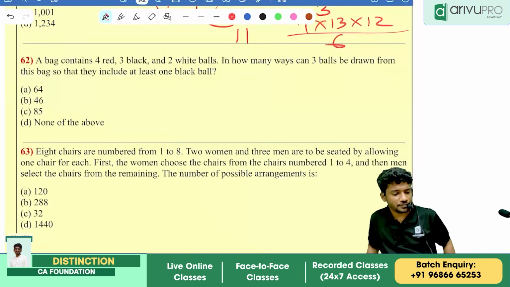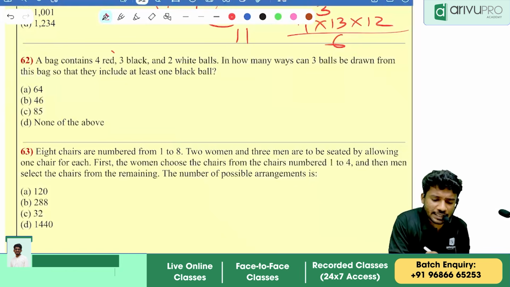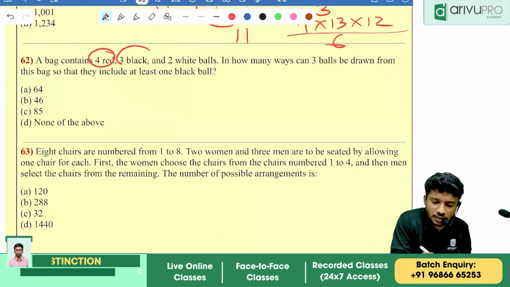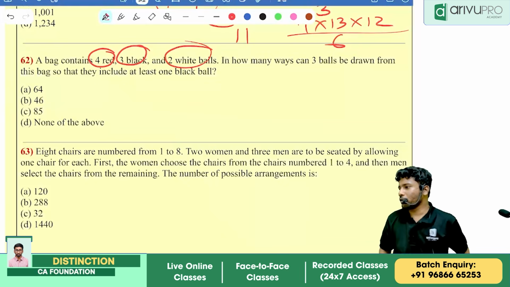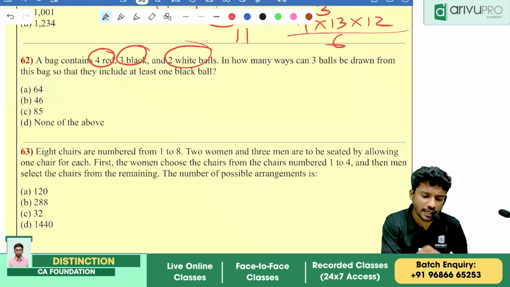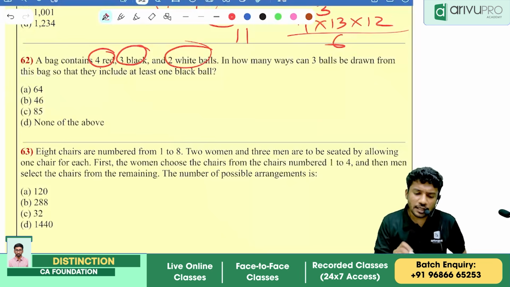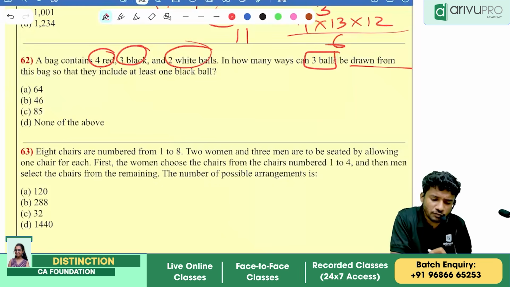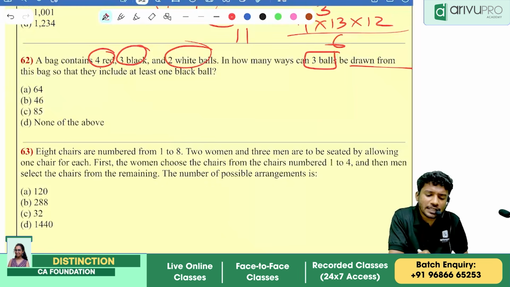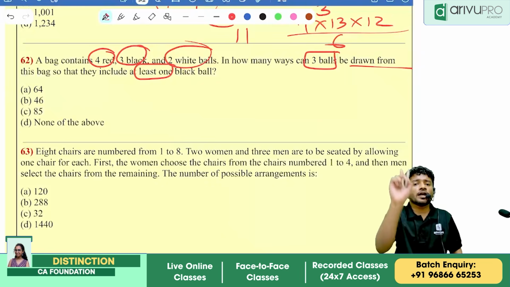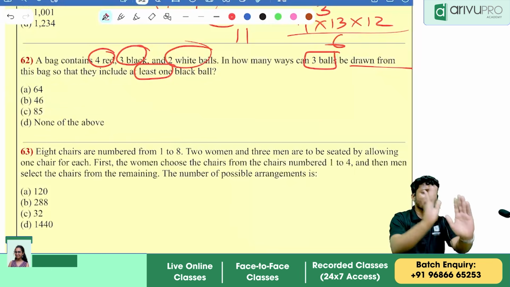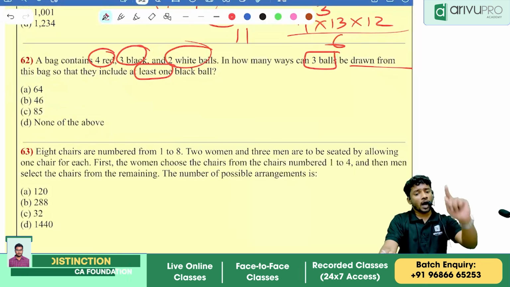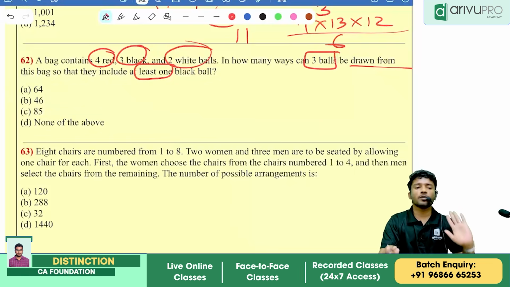Get me the answer. A bag contains 4 red balls, 3 black balls, 2 white balls. Okay, how many are there in total? 9 are there in total. Correct? Now, in how many ways can 3 balls be drawn out of this bag so that it includes at least 1 black ball? At least 1 black ball means what? 1 or more black balls should be there.